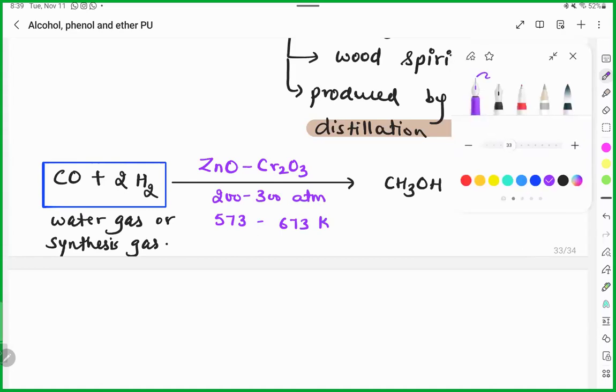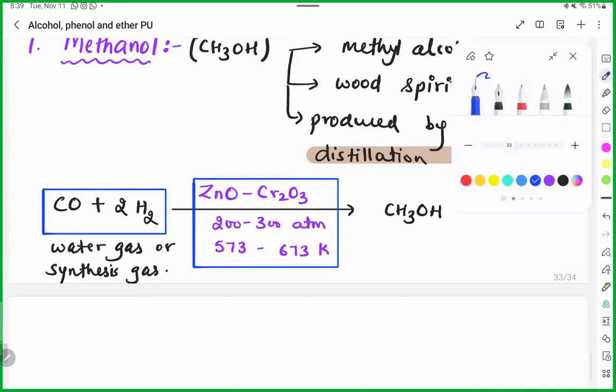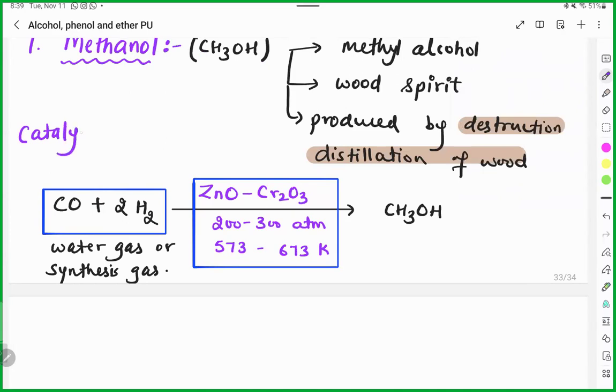Just imagine, 300 to 400 degrees Celsius. It is too much, right? So a question can definitely be asked from this. And we call it catalytic hydrogenation. Why do we call it catalytic hydrogenation? Because in the presence of a catalyst you are adding hydrogen. Catalytic means in the presence of a catalyst. Hydrogenation means addition of hydrogen.